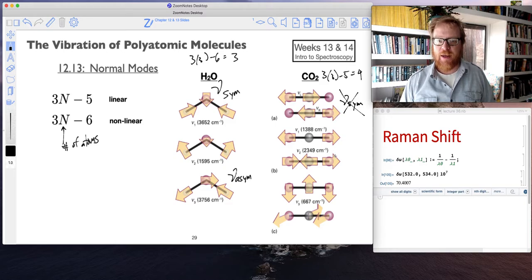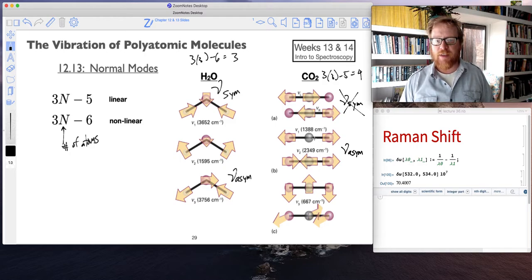Okay? So here, at 2349 wave number is our asymmetric. And then finally we have the bending mode. Okay. So if we count up these number of modes of motion, we've got 1, 2, 3, 4.